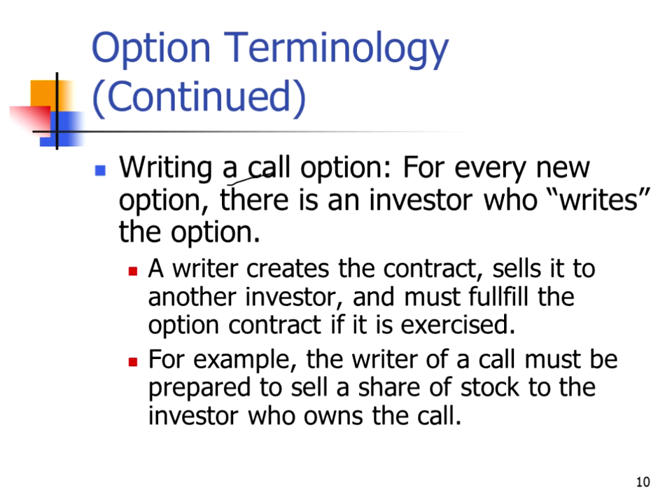So, option terminology continued. Writing a call option. For every new option, there is an investor who writes the option, because in this case, the transaction would have to have two parties. One would be the writer, one would be the buyer. Like in the case of an insurance company, there is an insurance underwriter and then the buyer of the insurance, if you want insurance.